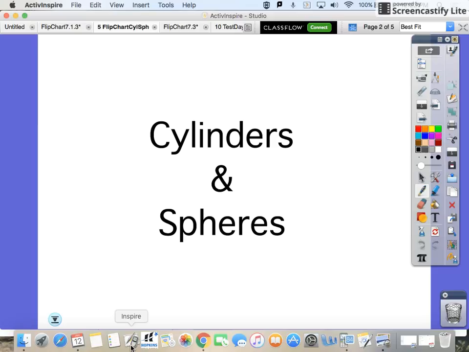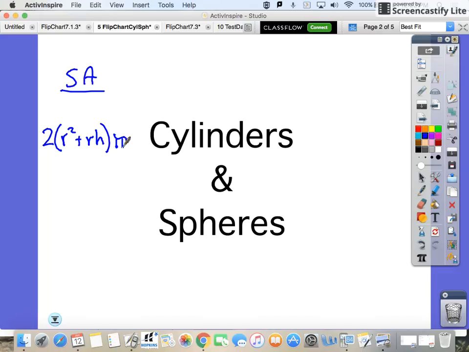This is lesson 5, I think, in the volume unit. It's on cylinders and spheres. Before we start, there's a couple things I want you to change on your formula sheet. For the cylinder, I want you to rewrite the formula for the surface area of the cylinder as the following: 2 times the radius squared plus the radius times the height, all times pi. Okay, I want you to change that.